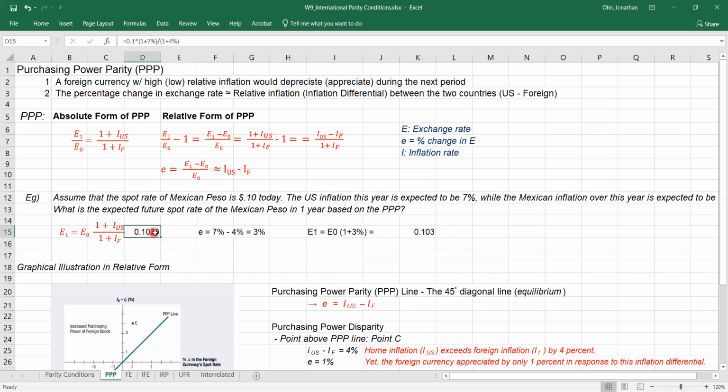It's very close to this one here. Since this is an approximation, they are not quite equal, but very close. That's the way practitioners use it. So your expected exchange rate for Mexican peso in 1 year is 0.103 based on the short form, and very close to that based on the absolute form. Got it? It's simple, right? All right.